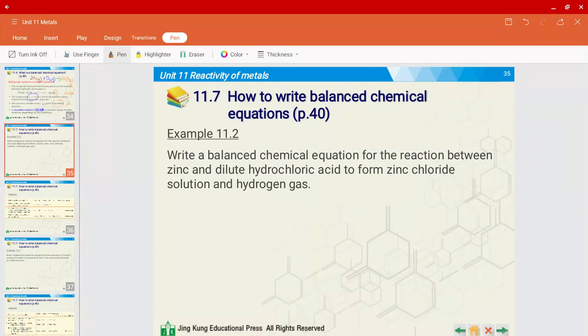In this video, I'm going to learn how we could write down the balanced chemical equations. Alright, so for this particular video, I'll be focusing on this question only: how we could write a balanced chemical equation for the reaction between zinc and dilute hydrochloric acid to form zinc chloride solution and hydrogen gas.